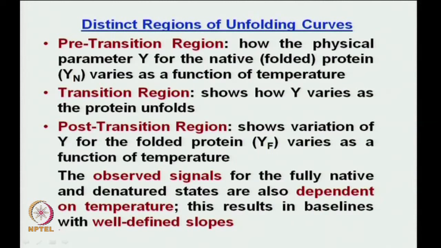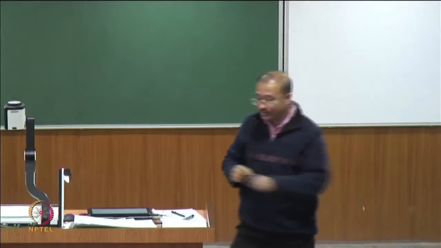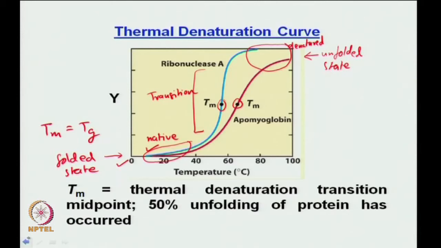And then you have the post-transition region. Obviously, the post-transition region shows variation of y for the folded protein, where, so it should not be the folded protein, it should be the unfolded protein. Let me write as I think we wrote this as D, and this would be unfolded, sorry for the mistake. So, once you have done the transition, you have gone to the denatured or unfolded state. That baseline, which is called the post-transition baseline, belongs to the denatured state. Even that, if you remember, shows a slight dependence on temperature; it is not exactly parallel to the x axis. So, that also has to be modeled.